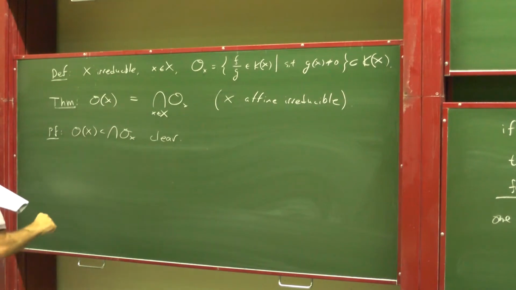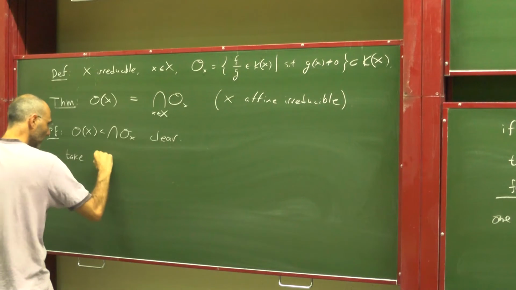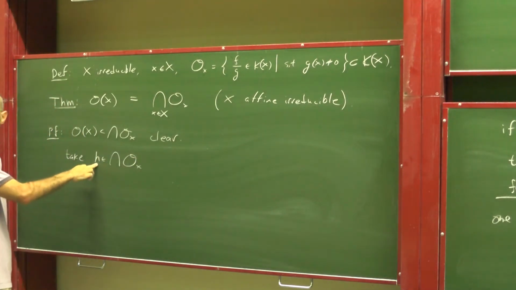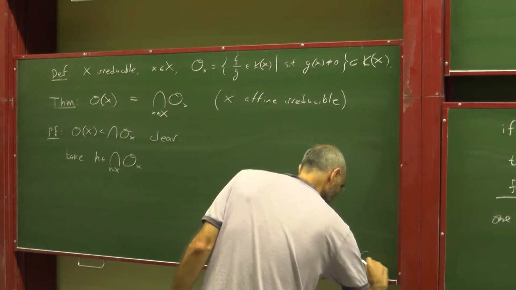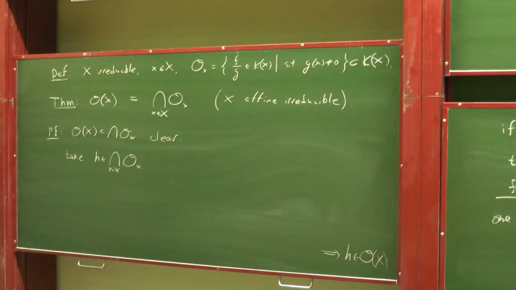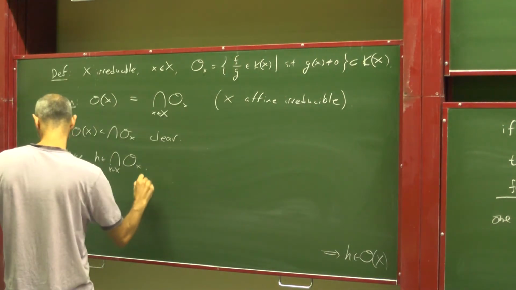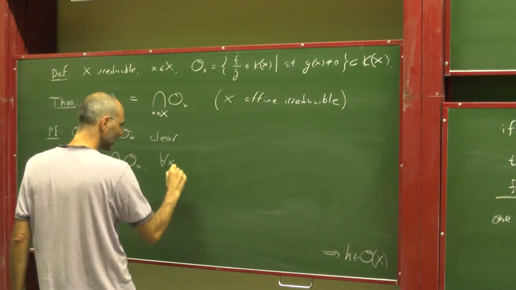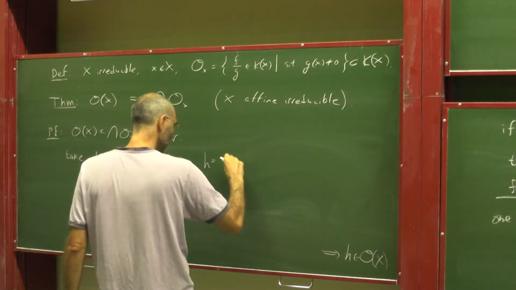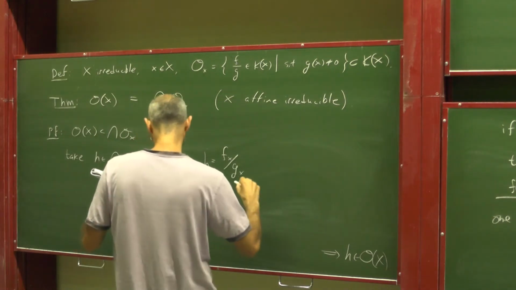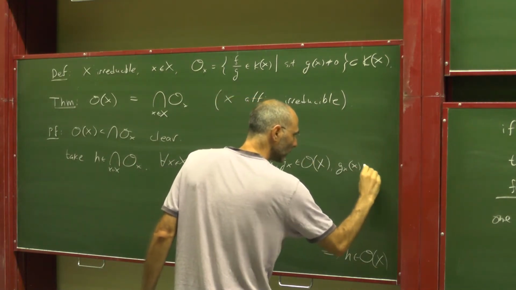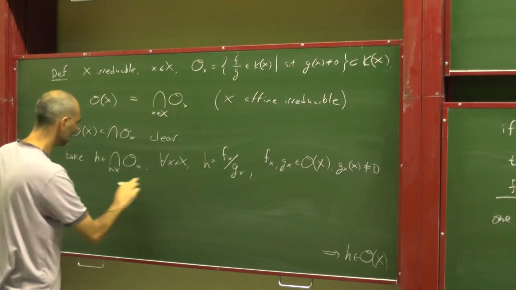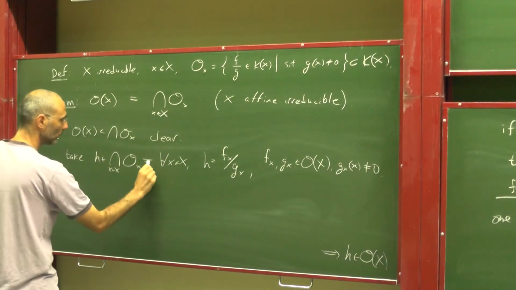Proving the other equation. So I'm taking h. I want to think of it as some global function, a function that is defined everywhere. And I want to conclude that h is actually a regular function. Now, for every x in X, I can represent h as f_x over g_x, with these being regular functions, and g_x at x is not 0. This statement is exactly that statement.